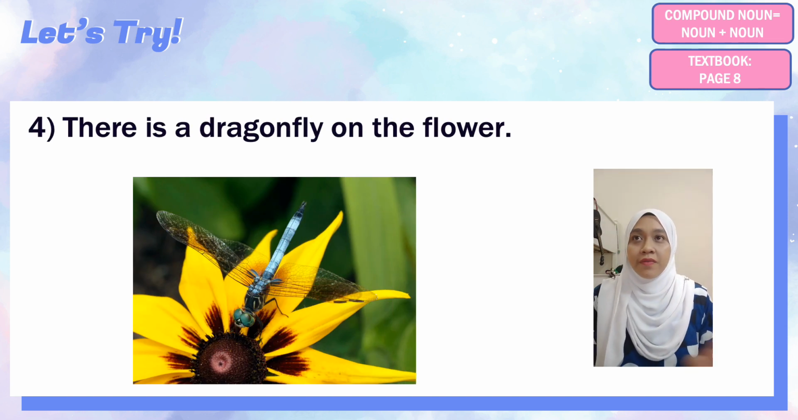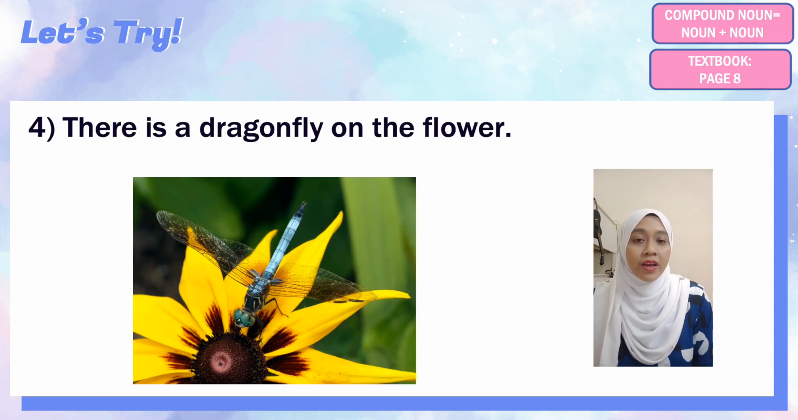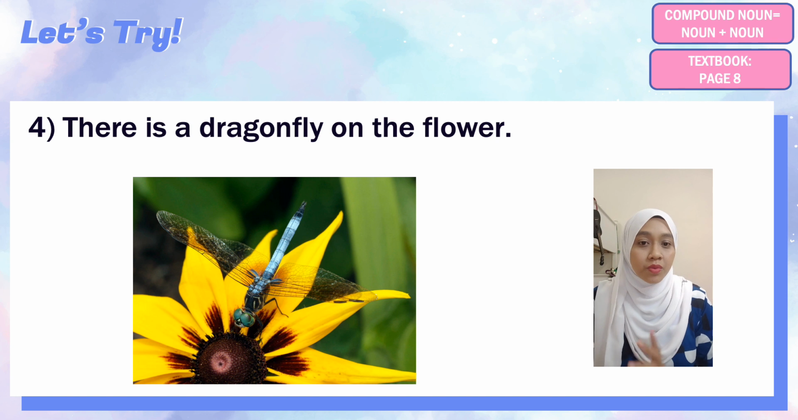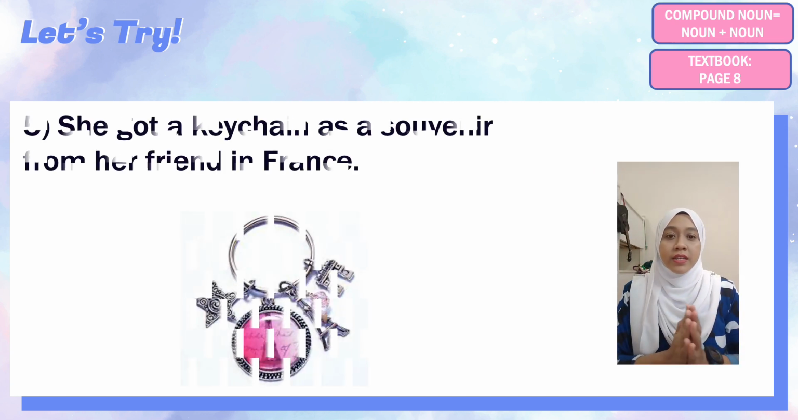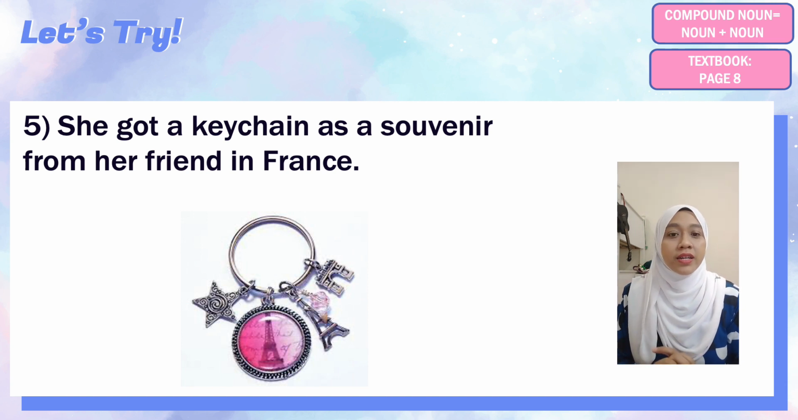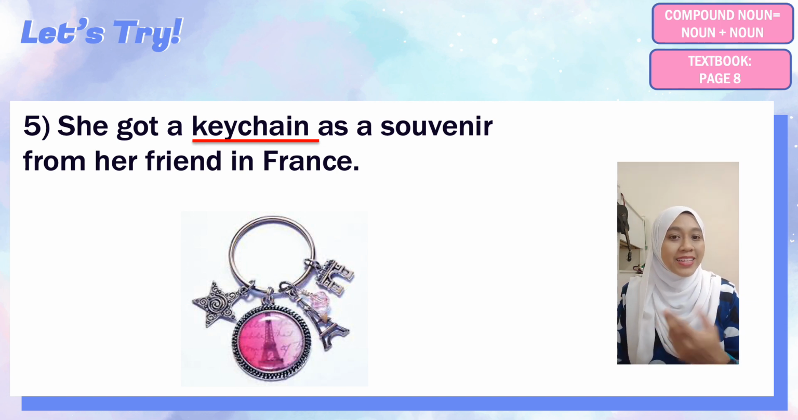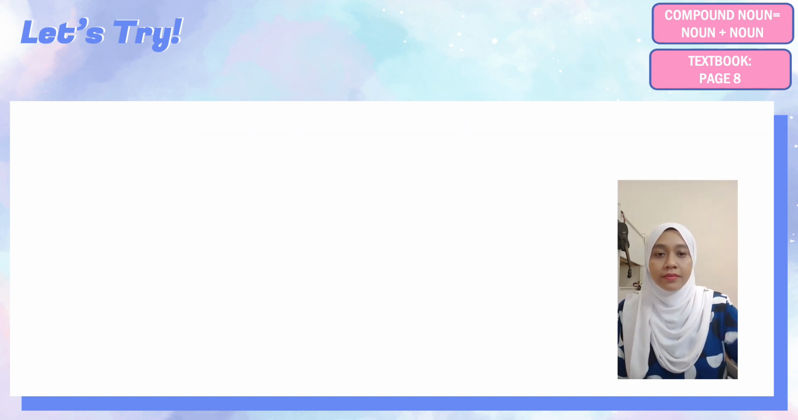Next we have, there is a dragonfly on the flower. So which one is the compound noun? Can you guess? Yes, it's the word dragonfly. Alright, so number 5, she got a keychain as a souvenir from her friend in France. So which one is the compound noun? It's the word keychain, right? Keychain is a compound noun.